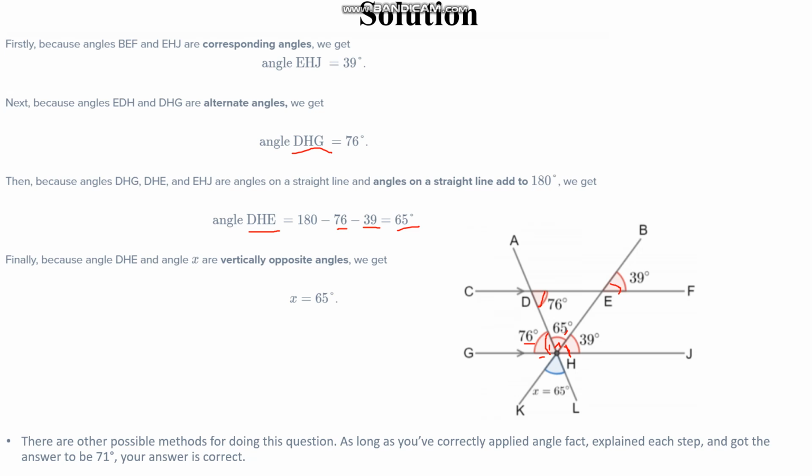So now, from what we learned about vertically opposite angles, vertically opposite angles are equal. So to find the angle x, we see that it is vertically opposite to the angle DHE that we just found. So we can safely conclude that angle x is equal to 65 degrees.